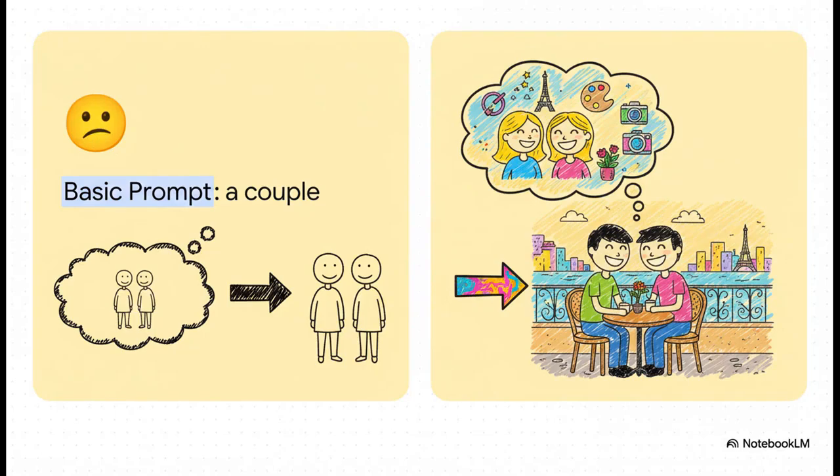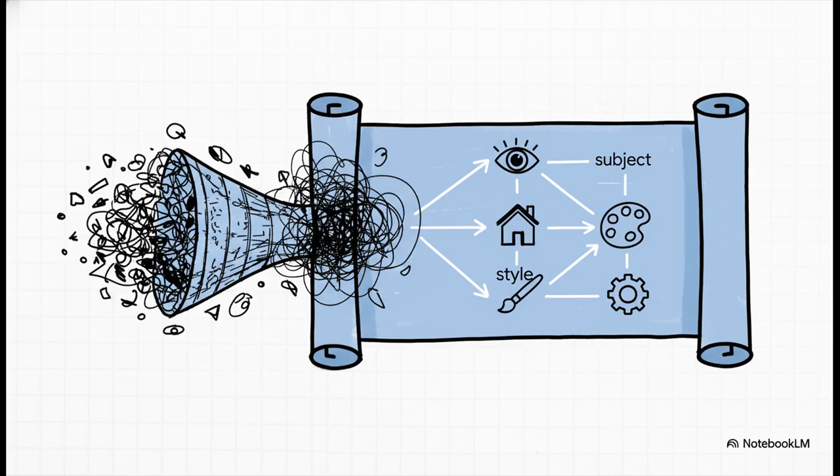I mean, just look at this difference. On the left, you get a couple. Okay, but on the right, you get a photo with a whole mood and a story. And that jump in quality, it's not magic. It's just having a better recipe, a better set of instructions for the AI. And that's exactly what this is all about.